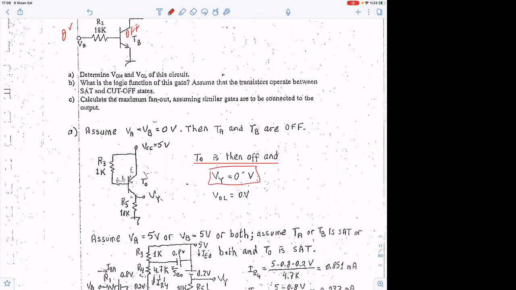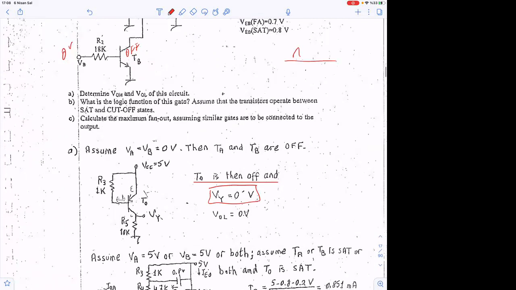Okay, so input 0, we can write this table here: A, B, and then output Z. 0, 0; 0, 1; 1, 0; 1, 1. So for 0, 0, we obtain 0.